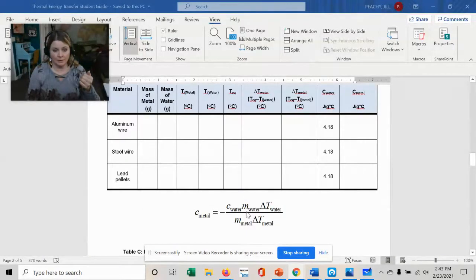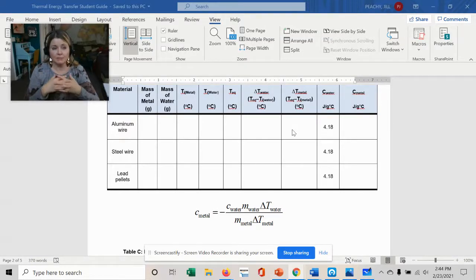Then we use this formula here. So you're going to take that 4.18 times the mass of the water times delta T of the water, and get that total. Then for the bottom portion, you take the mass of the metal times the change in temperature of the metal. Once you have the top portion and the bottom portion, you can divide the top portion by the bottom portion to give you the C of the metal, which is the specific heat of the metal.